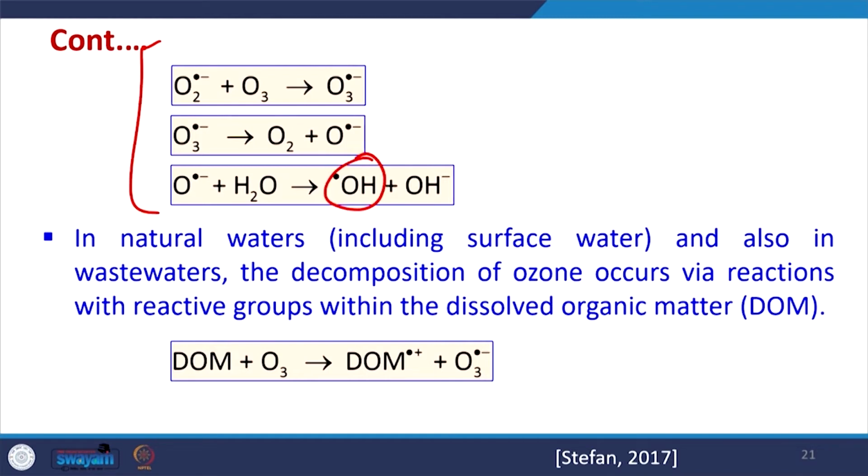In natural waters, including surface water and also usual wastewater, the decomposition of ozone occurs via reaction with reactive groups within the dissolved organic matter. Many dissolved organic matter compounds may be present in these natural waters, so ozone will combine with them and degrade, which is undesirable. We want ozone to react with the organic compounds and convert or mineralize them.